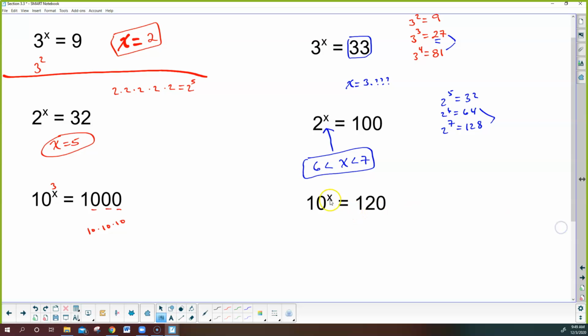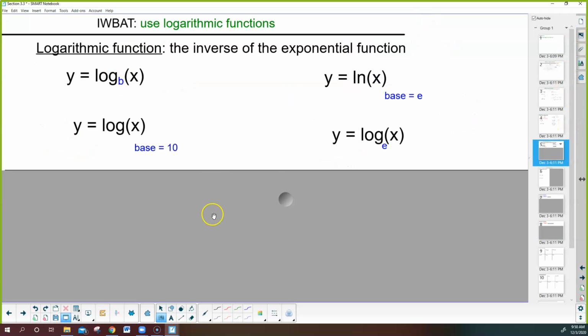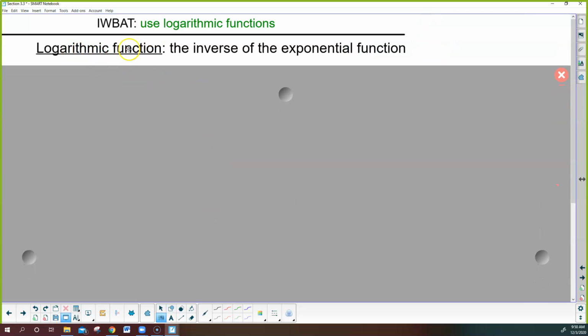All right, and then same thing here. I know that 10 squared is 100, and I know that 10 to the third power is 1,000, so I'm thinking that x has to be somewhere between 2 and 3. Okay? That's why I didn't want you to write this down, because we're just setting the stage for how do I solve problems like this so I can find the exact value for x. And that's the introduction of our new section, section 3.3.